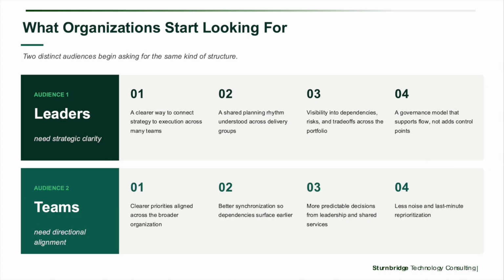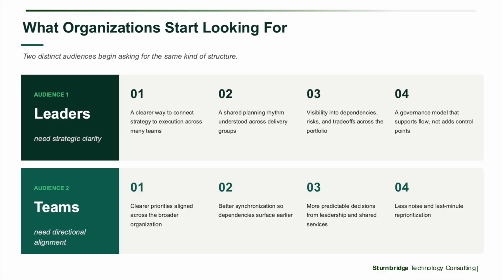Leaders need clarity. They want a better way to connect strategy to execution across many teams. They need a shared planning rhythm, clear visibility into dependencies and risk, and governance that supports flow rather than only creating more checkpoints. Teams need alignment. They want clearer priorities, earlier visibility into cross-team blockers, more predictable decisions from leadership and shared services, and fewer late changes that disrupt the sprint.